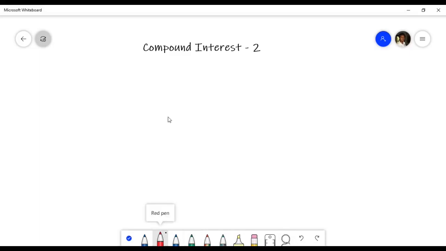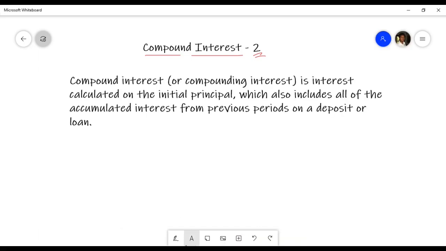Commercial maths, we'll be studying compound interest. And this is lesson number 2. So today we'll be starting compound interest. I would just want you to know what a compound interest is.